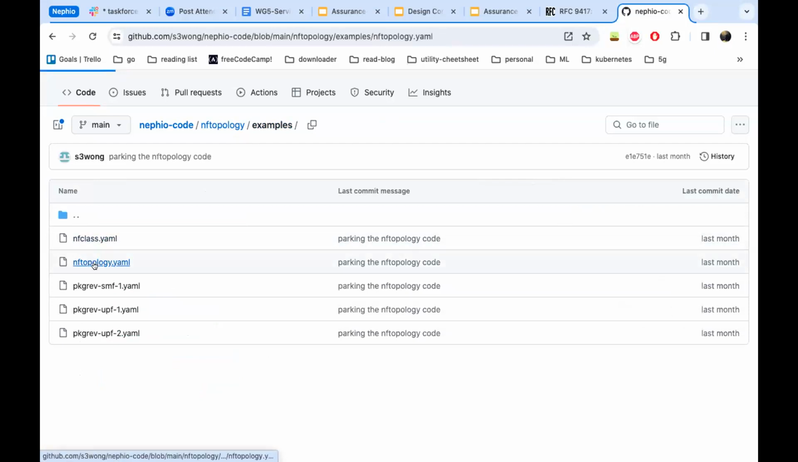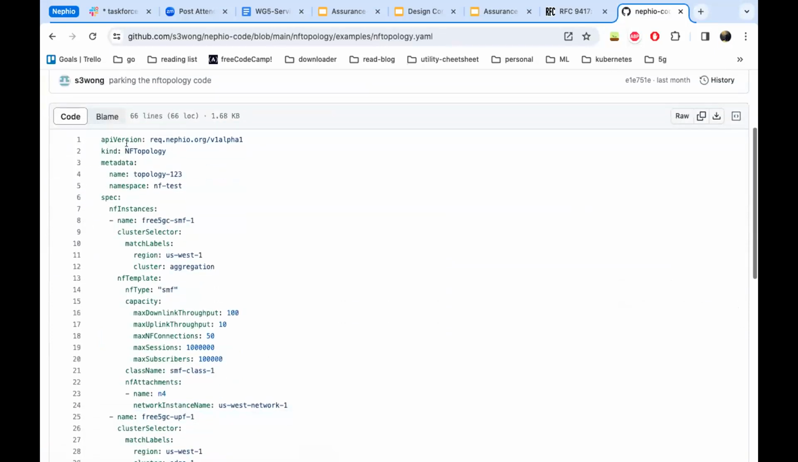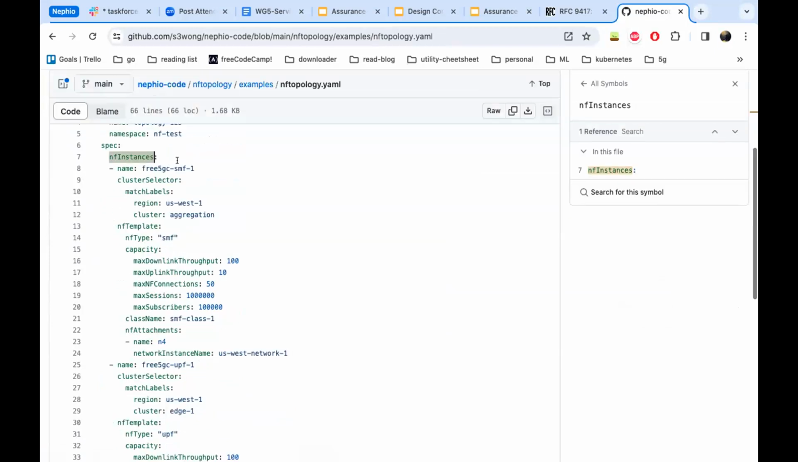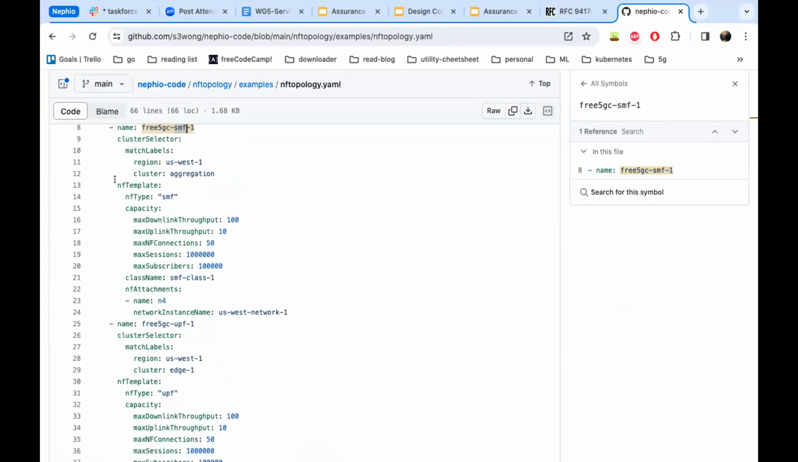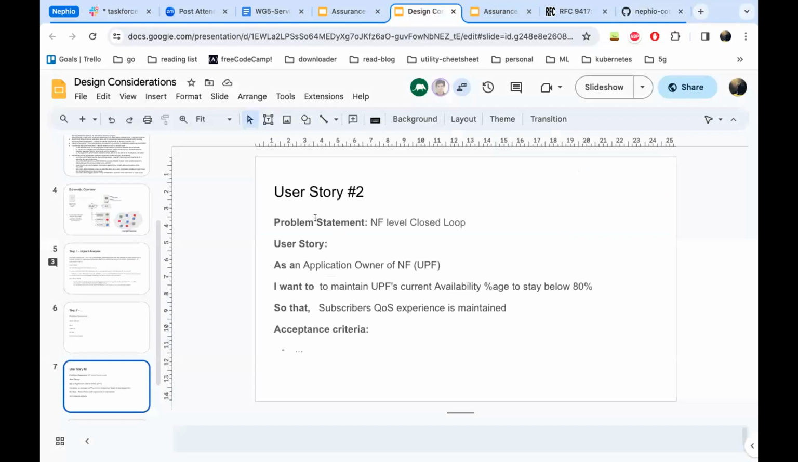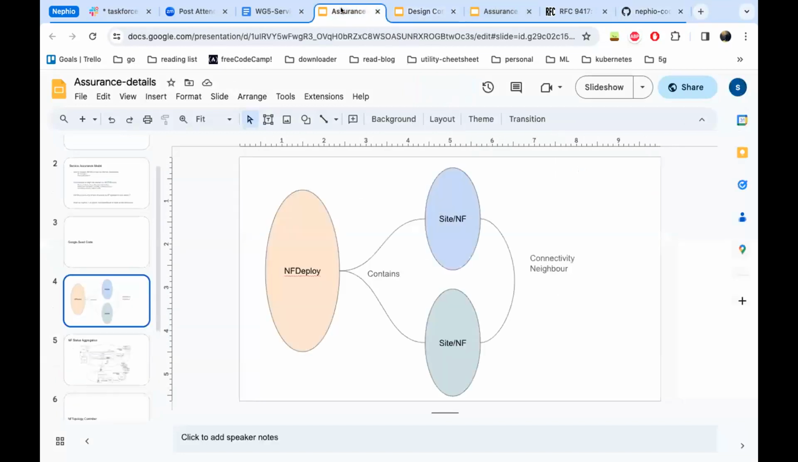So let's go to the NF topology. If you see it here, NF topology contains the NF instances, and each NF instance has a name, and then it contains the NF template. Here they give the class name. Using that class, it either fetches one of the package revisions, or it creates the package variant set, and using that it will again create a package revision. I have a diagram for that, which may help you understand.